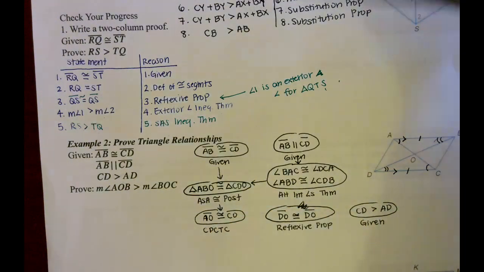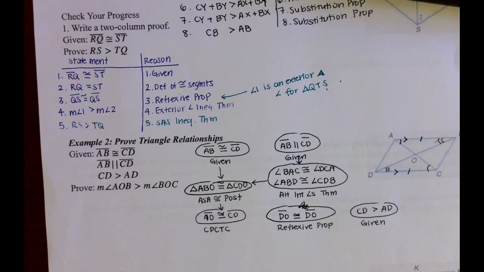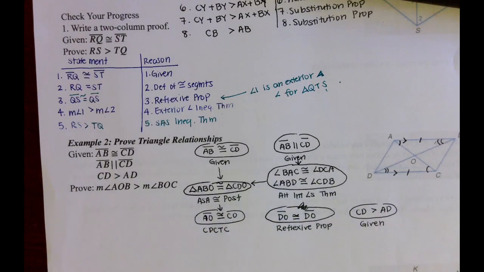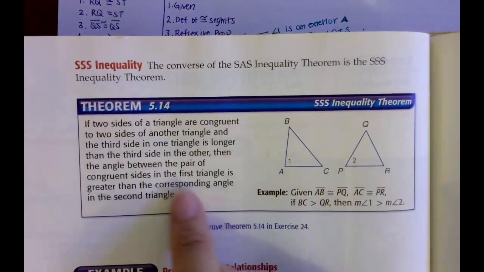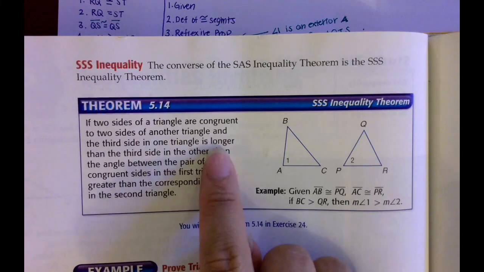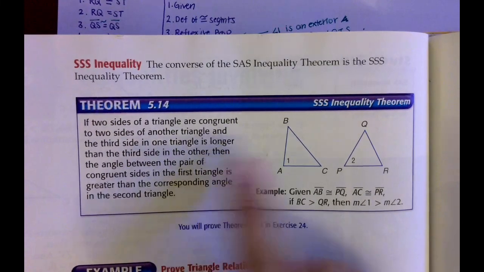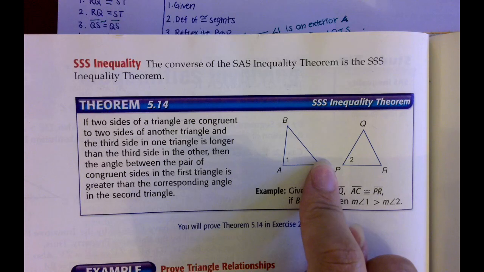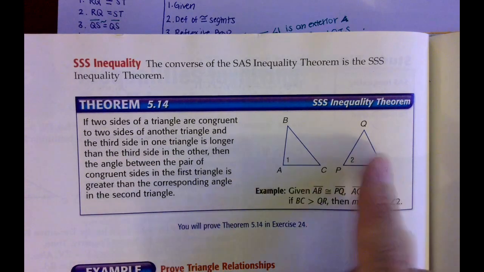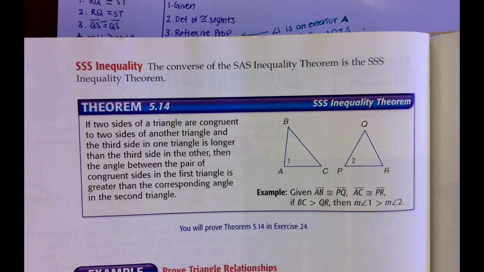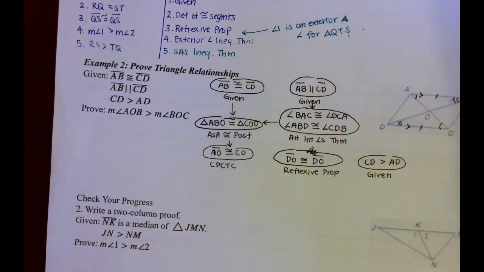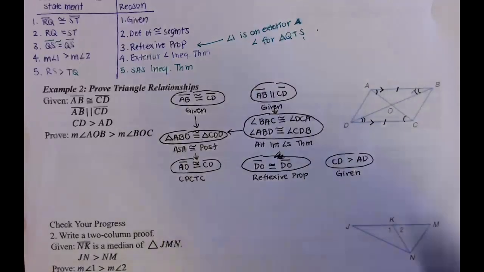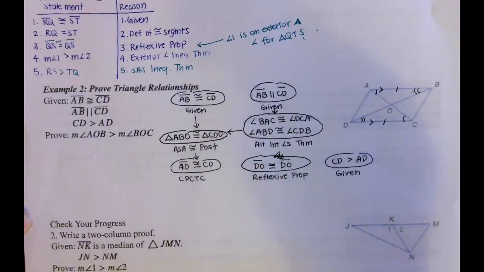Okay. And then here, what we're going to use now is we're going to use these three things, and we're going to use our side inequality here. So what this tells us is that if two sides of a triangle are congruent to two sides of another triangle, and then the third side in one triangle is longer than the third side in the other, then the angle between the pair of congruent sides is going to be greater than the corresponding angle in the second triangle. Okay. So basically what we're doing is we're going to use side to talk about these two triangles here.